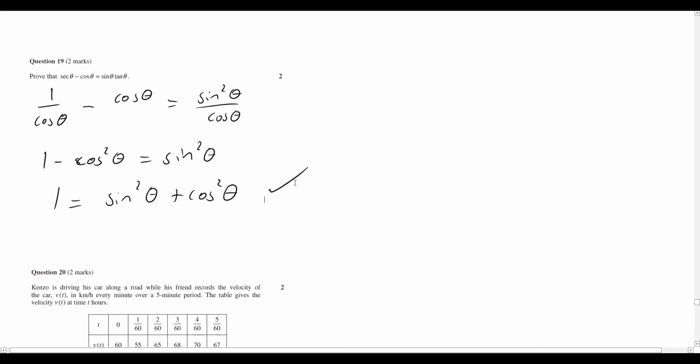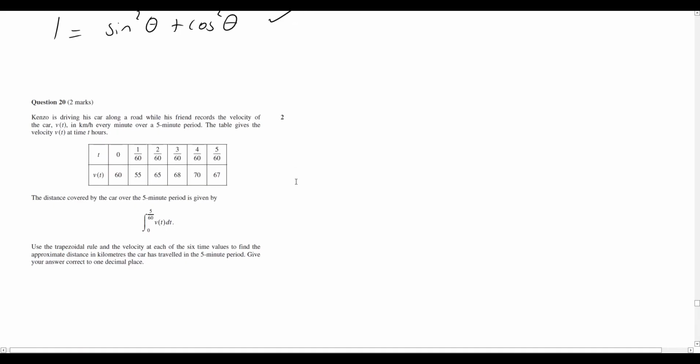Now moving on to question 20. So Kenzo is driving his car along a road while his friend records the velocity of the car, v of t, in kilometers per hour every minute over a 5-minute period. The table gives the velocity v of t at time t hours. So the distance covered by the car over the 5-minute period is given by this integral here from 0 to 5 over 60 of v of t dt. So what we want to do is use the trapezoidal rule and the velocity at each of the 6 time values to find the approximate distance in kilometers the car has traveled in the 5-minute period. Give your answer correct to 1 decimal place.